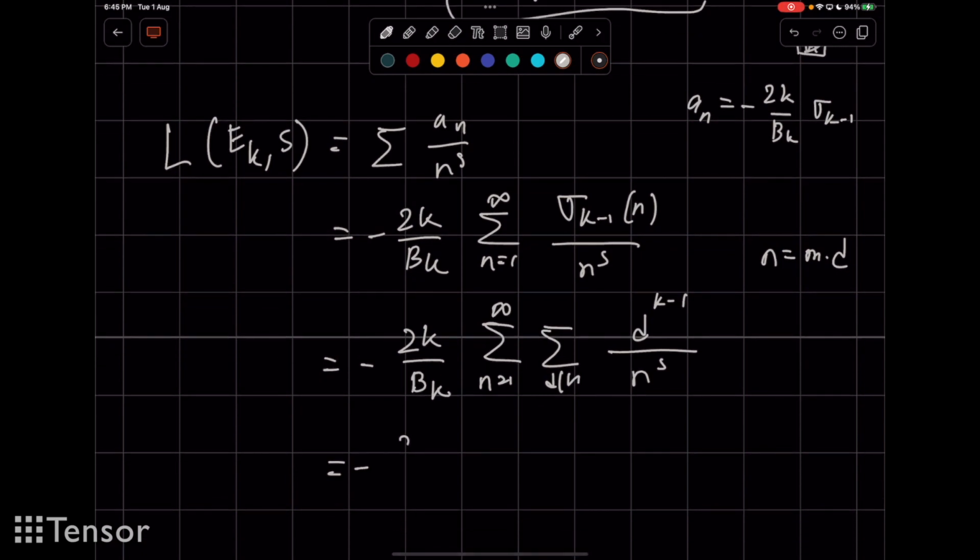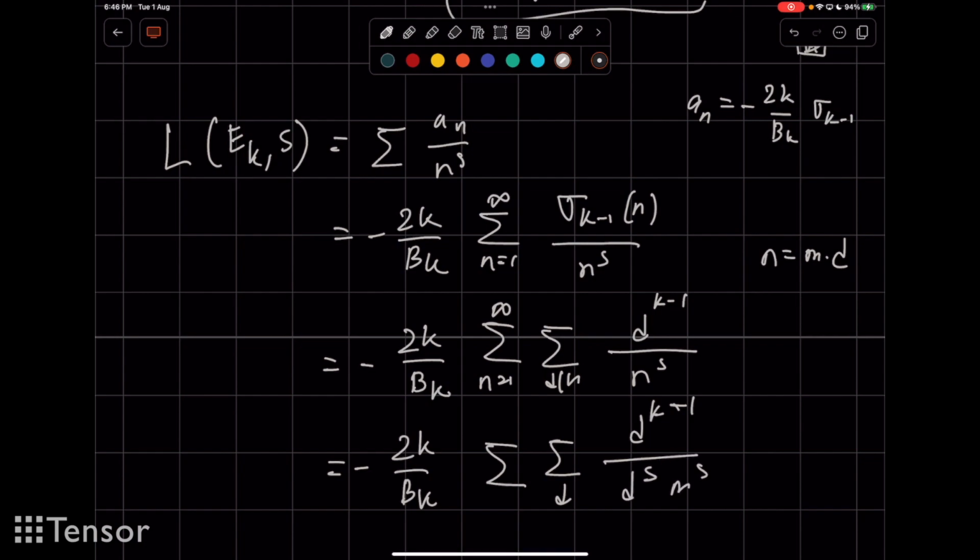So what do we have? Another sum over d of d to the k minus 1 over d to the s, m to the s. So we are changing the variables of the sum from n to m.